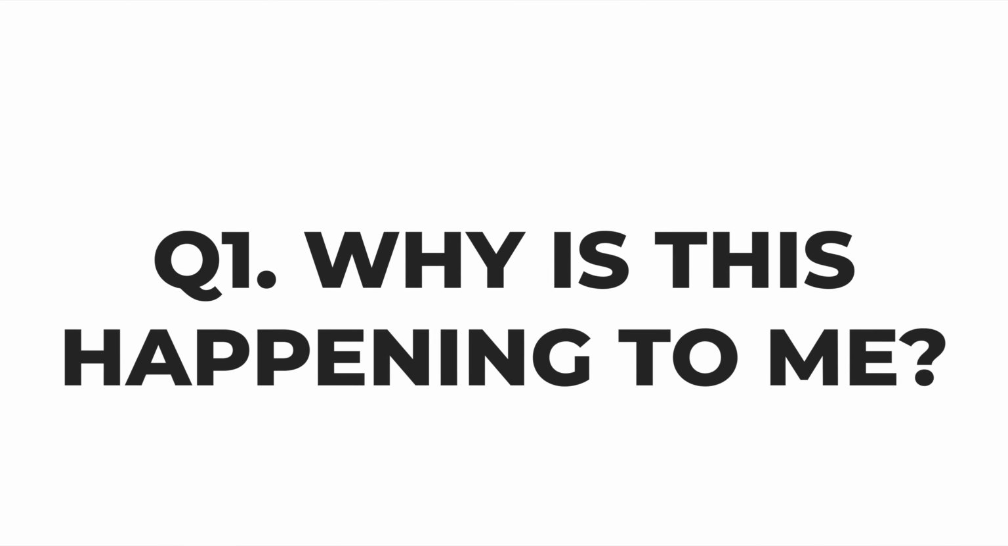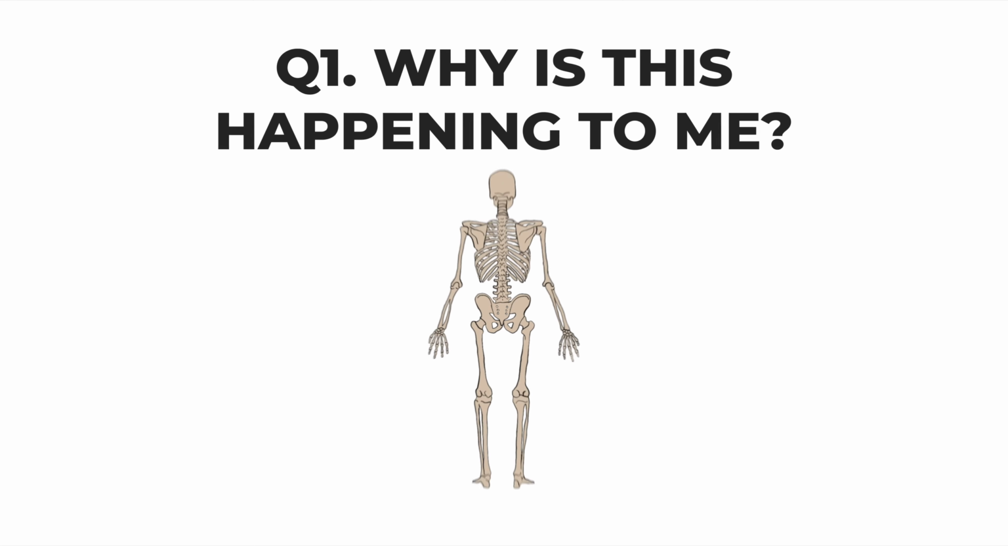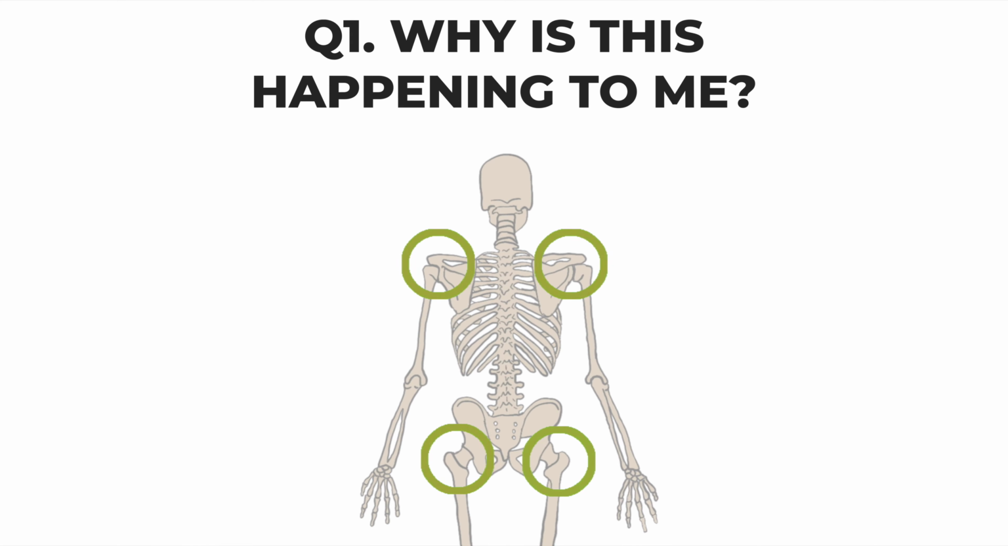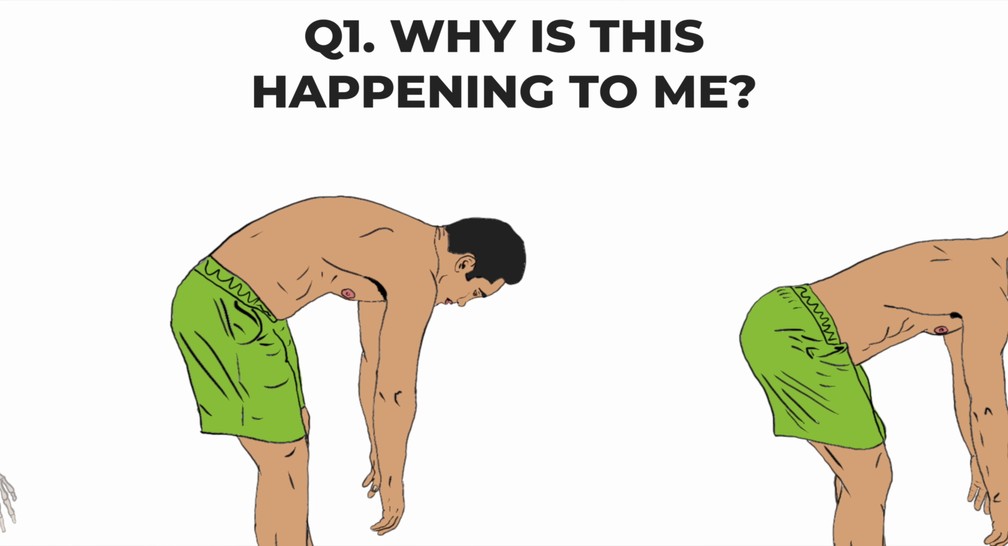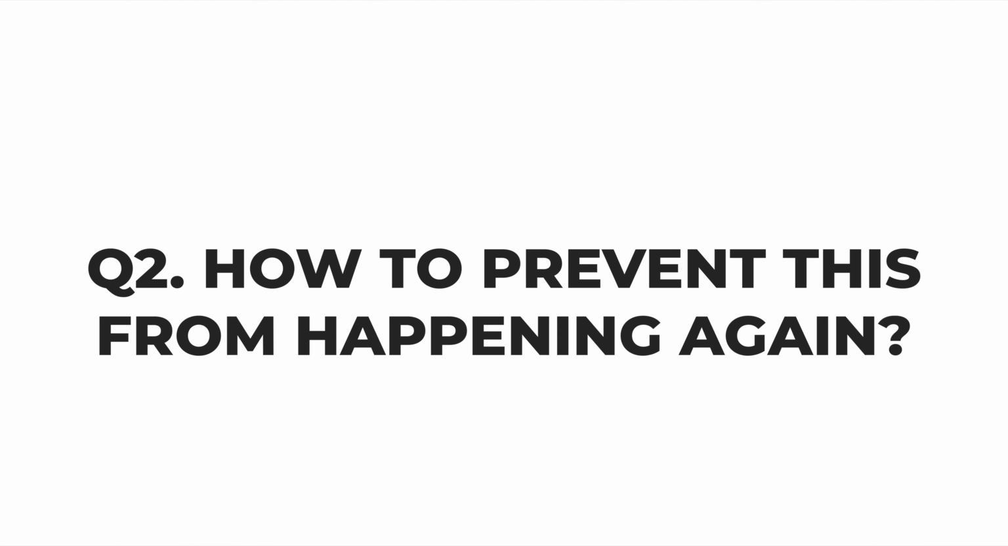So the short answer to the first question, what got me into this position in the first place, is that your back pain could be caused by the fact that your mobile joints aren't as mobile as they should be, causing you to compensate by using your back as the primary mover instead of a stabilizer. Now, for the second question, how can I prevent it from ever happening again?